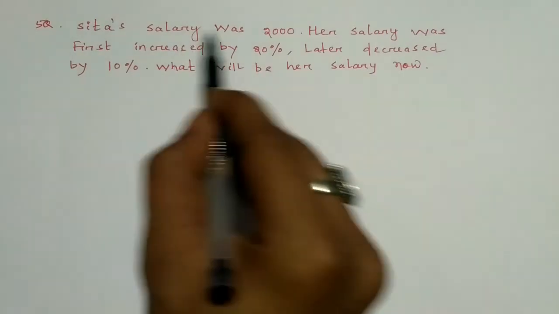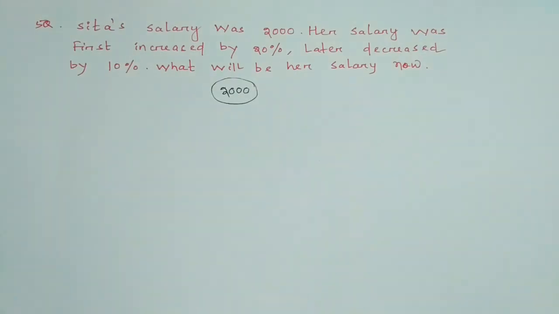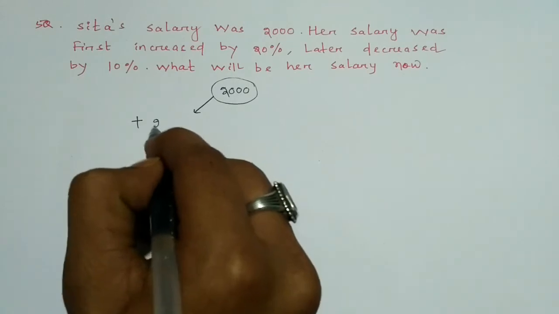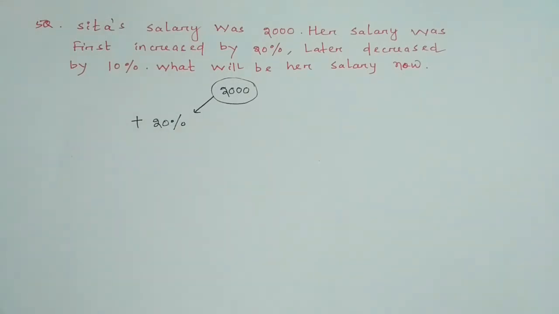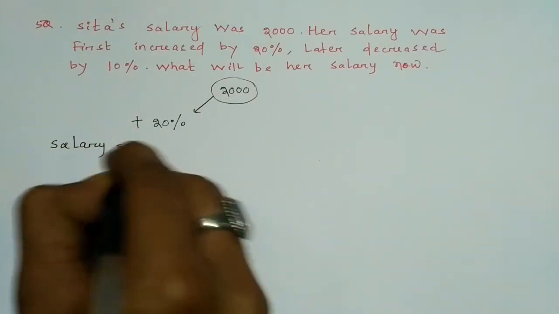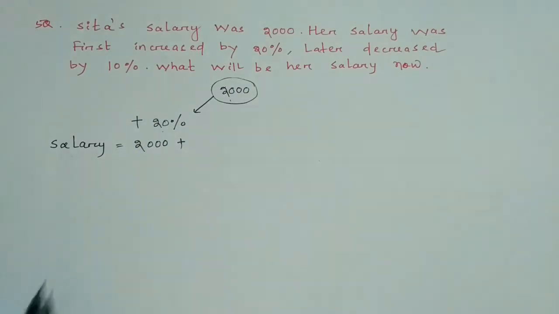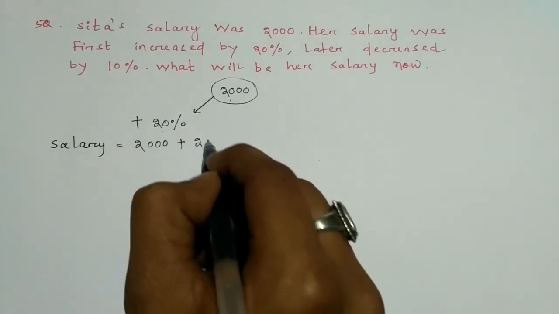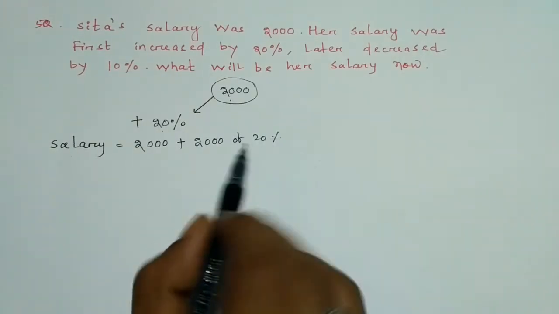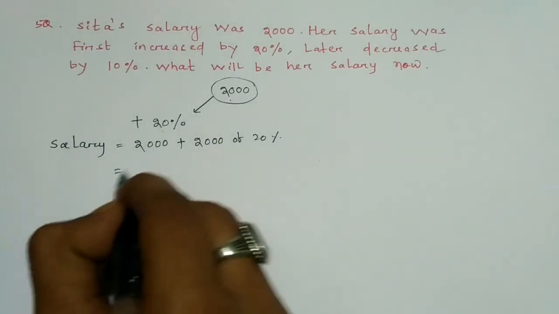So Sita's salary was 2000 rupees. Now the salary is 2000 rupees. It is first increased by 20%. So now what will be the salary? It is increased by 20%, means it is 20% of 2000. This much should be the increment.